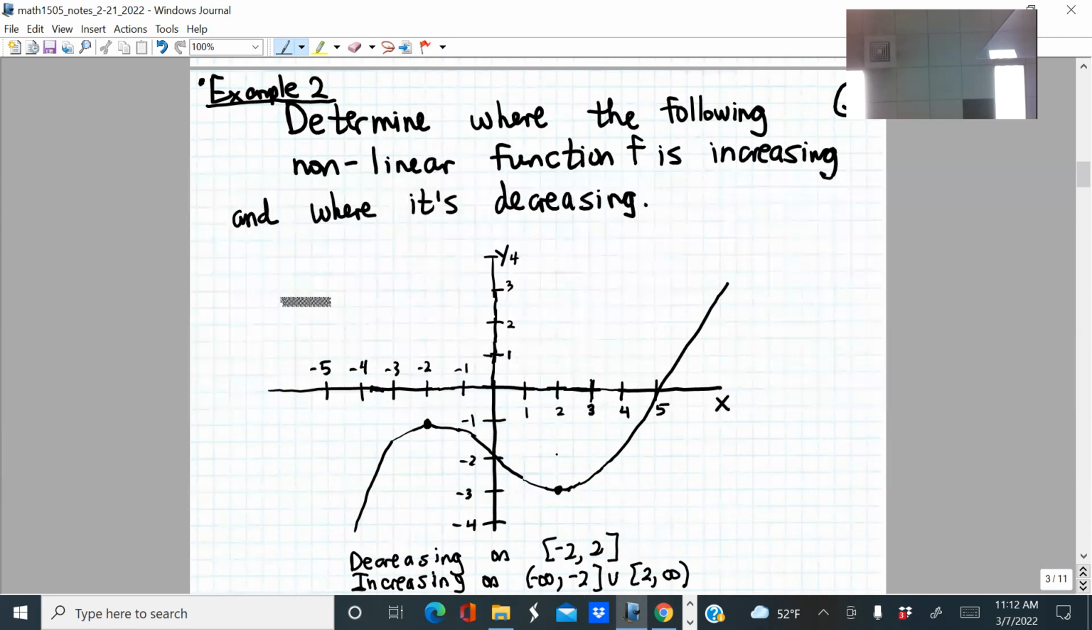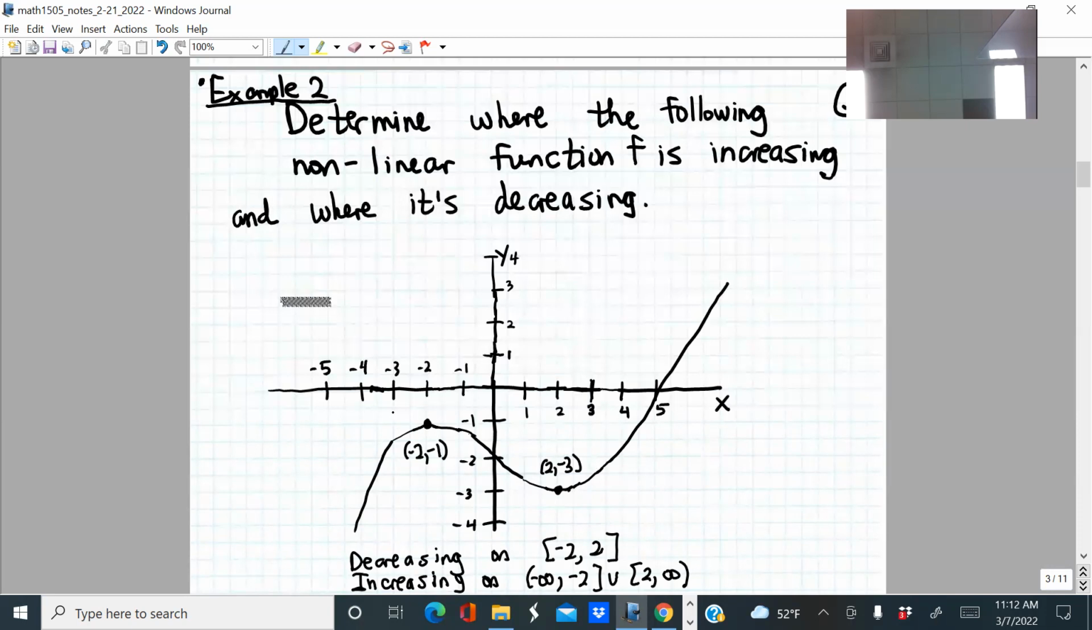Now, we do have two turning points here. We have this turning point here at -2 and -1. This is a proper turning point because it switches from increasing to decreasing. And then the second turning point here, at what is that, 2 and -3, because there the curve switches from decreasing to increasing.